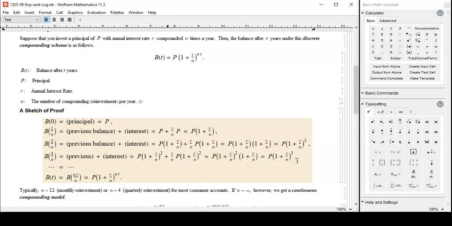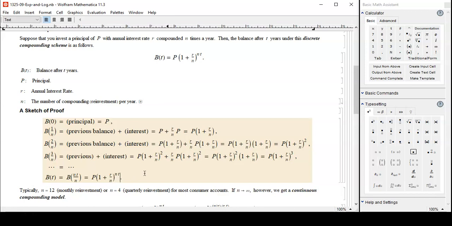See the pattern? Fourth power, fifth power, sixth power, seventh power, all the way up to the very last, n times t. So if it is t years later, then it's n times t compounding periods later. So 10 years later is equivalent to 120 months later or 40 quarters later, depending upon what kind of compounding you do.